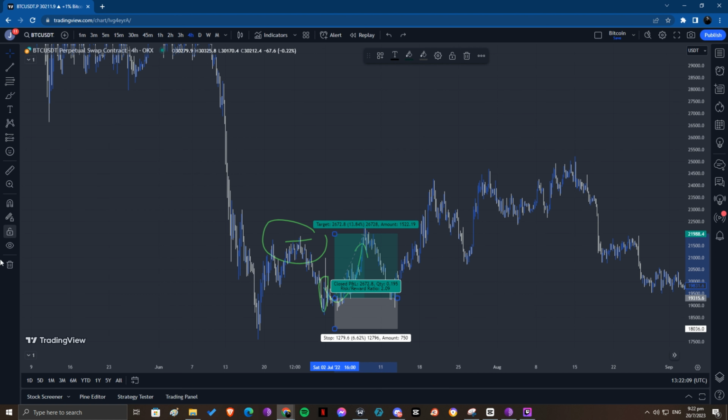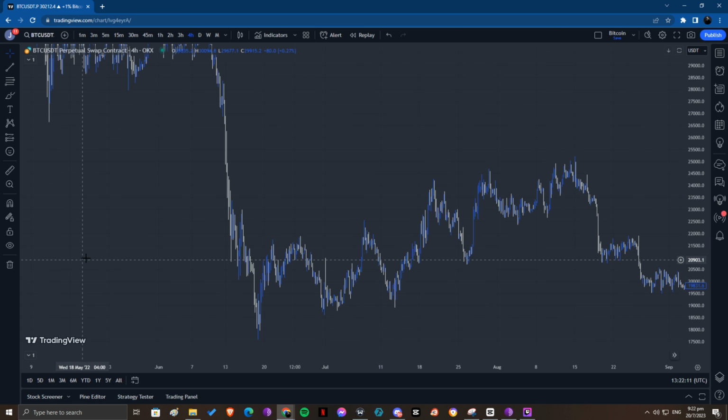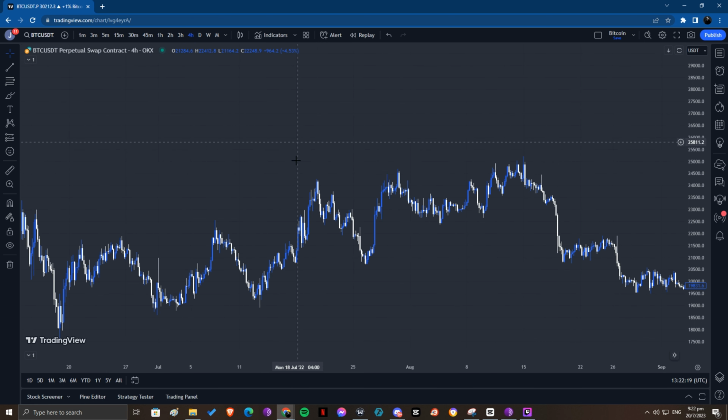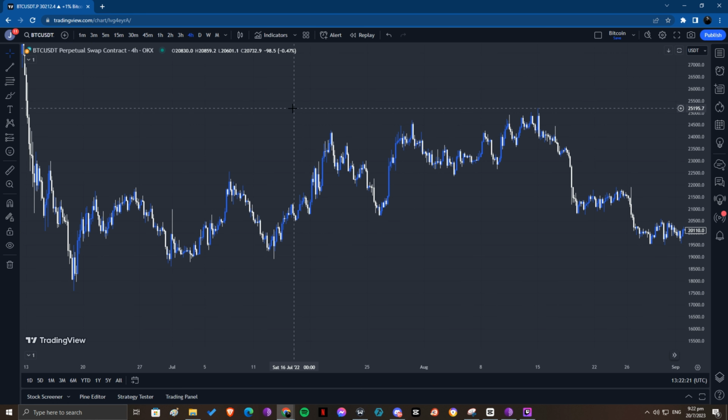So don't think the price is going to shoot all the way up. Most people have a 1 to 10 risk reward ratio. And when you have a very high risk reward ratio like this, it's time to question whether your strategy is actually working. Because only a few people in this world can actually be consistently profitable while using these very crazy risk reward ratios.